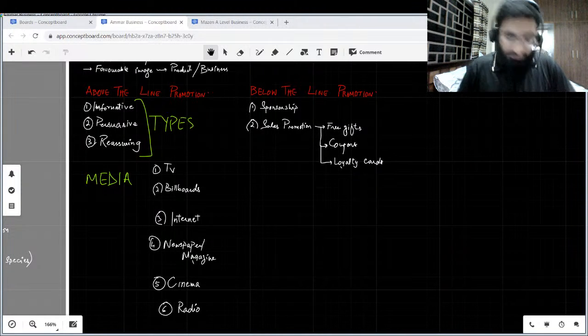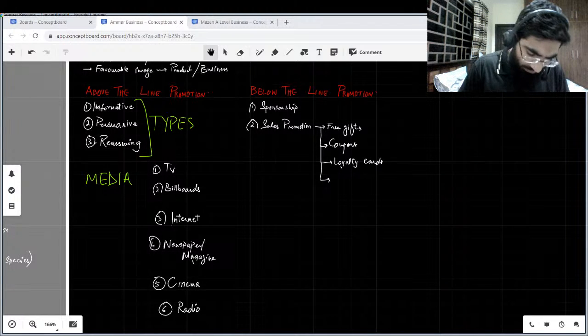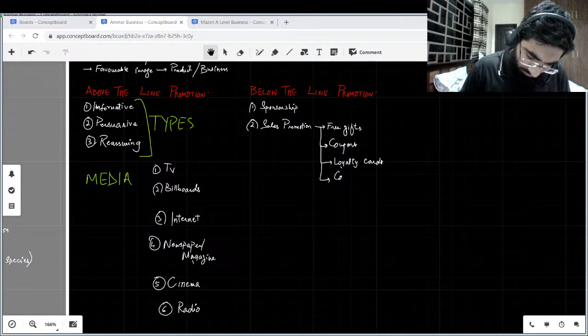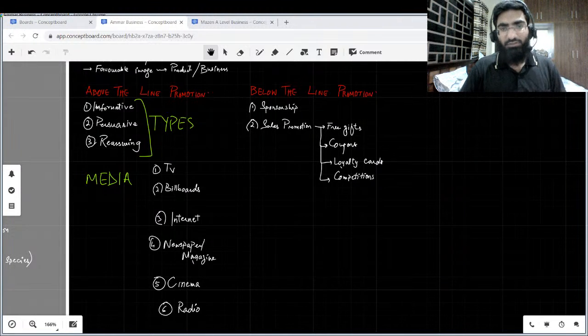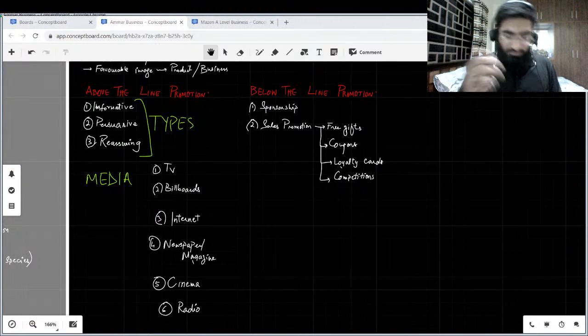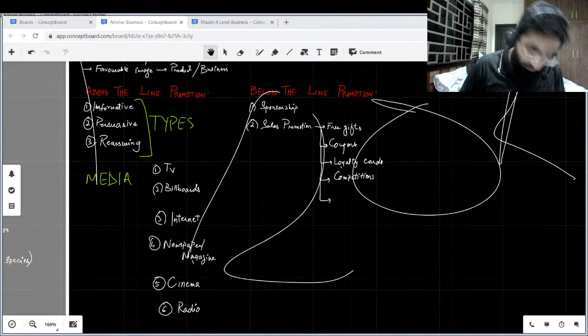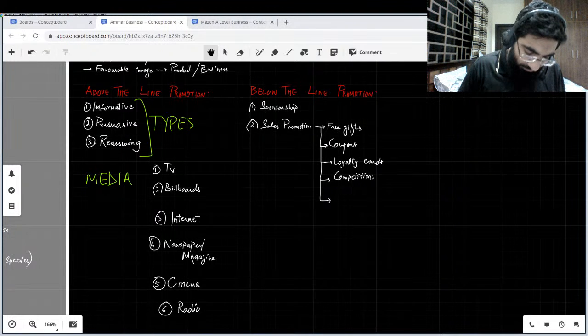Then loyalty cards, other than that you have competitions. So you enter a store and some company, they are running a competition, and after that maybe they're giving some of their products as gifts for winning the competition. Or you could be running a competition, for example, some of the boxes of the products, they show some puzzle and they ask you to solve that puzzle and submit it. So that results in your message getting communicated to the people. Competition, buy one get one free.